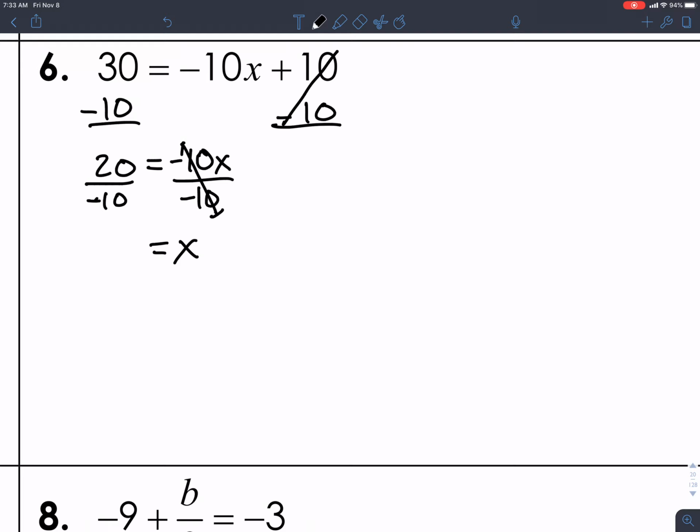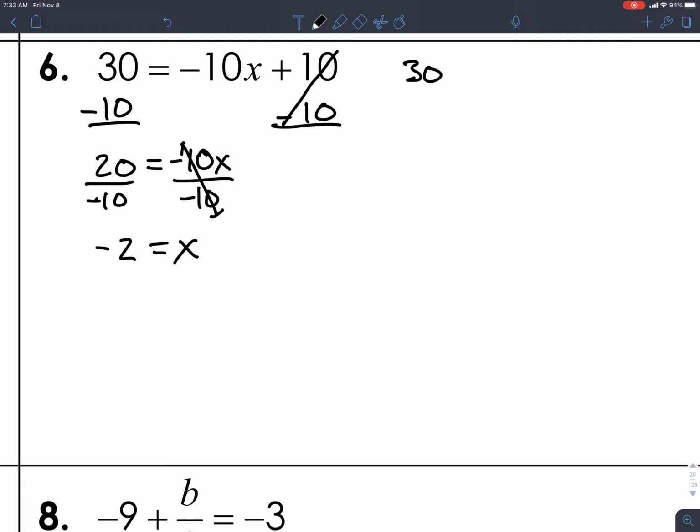Now we look to the left-hand side of our equation. Positive divided by negative is going to be a negative. 20 divided by 10 is 2. So now we know what the value of our variable should be. Let's go over here and check it.